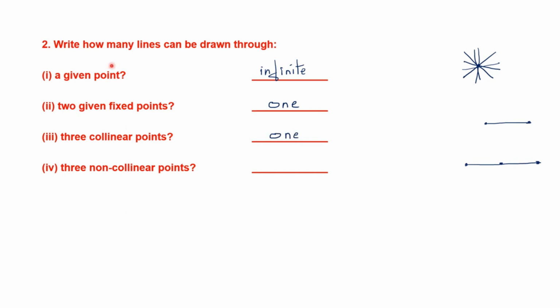Next question, how many lines can be drawn through 3 non-collinear points? The non-collinear points are points which lie randomly, not on a straight line. Now, there are three here. Through all three, how many lines can you draw? You can't draw any. You can't draw one line through all this, isn't it? You can't draw one straight line. So the answer here is none. You can't draw any line through three non-collinear points.